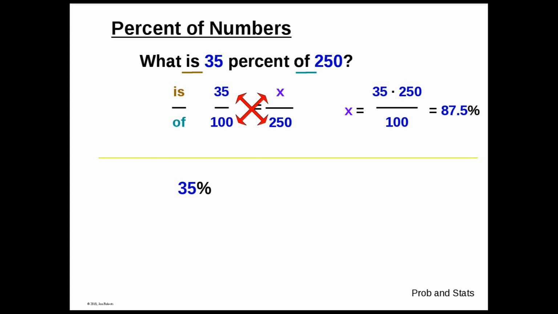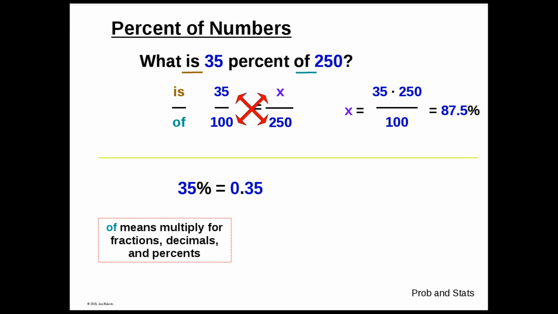To perform this calculation in another way, think of 35% as a decimal number. Remember, we can turn 35% into a decimal by dividing by 100 or moving the decimal twice to the left. 0.35 is the same as 35%.